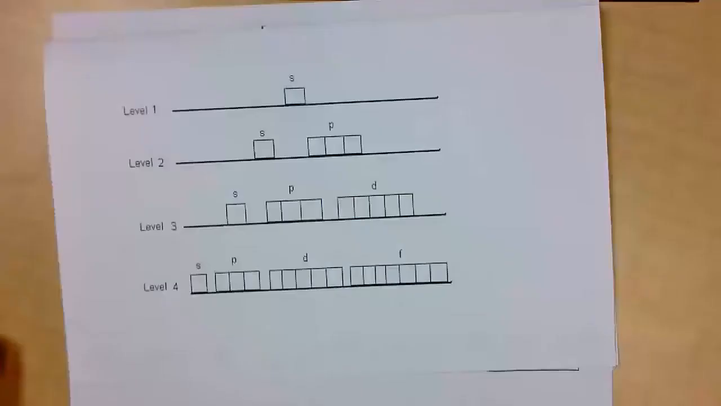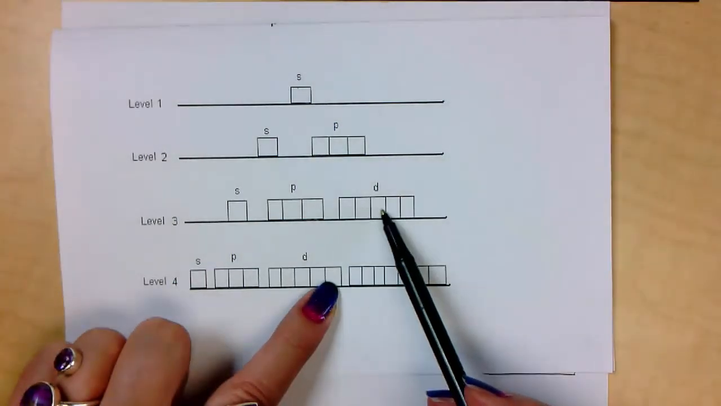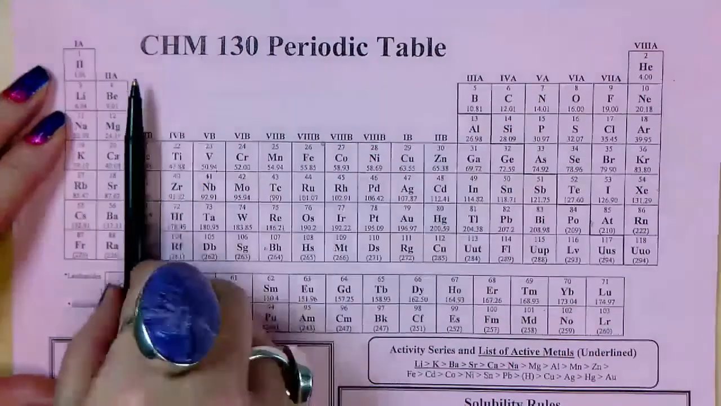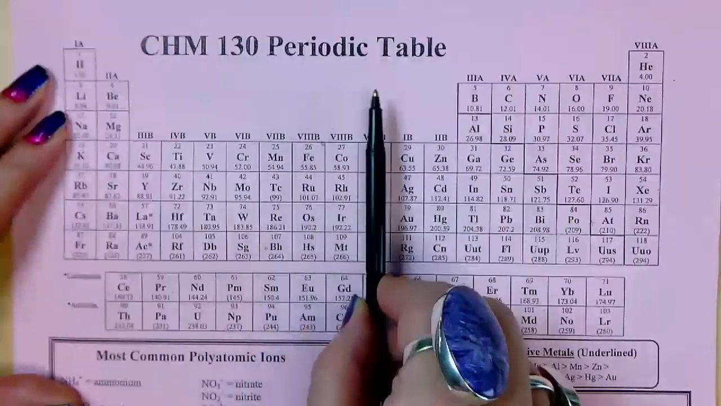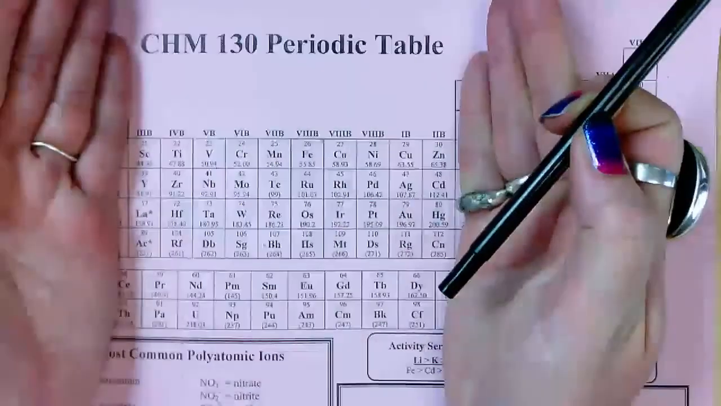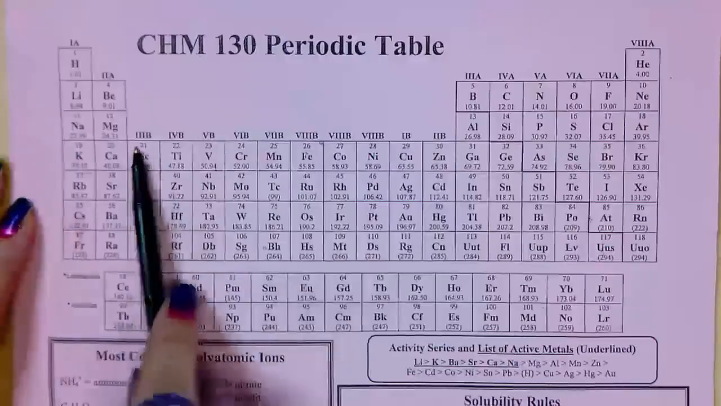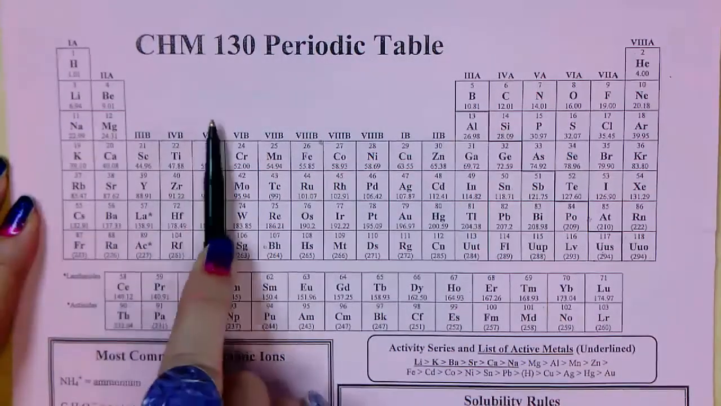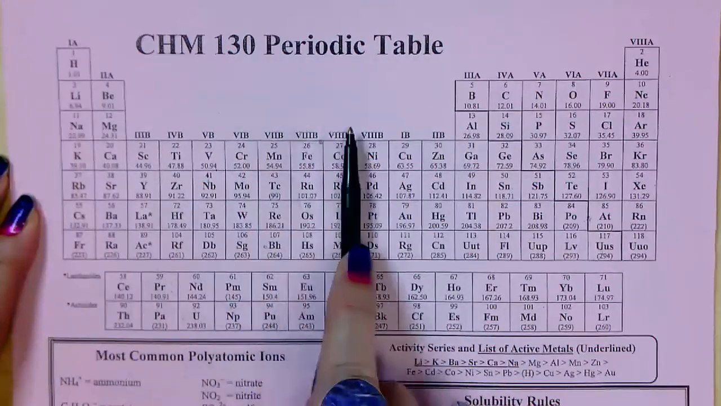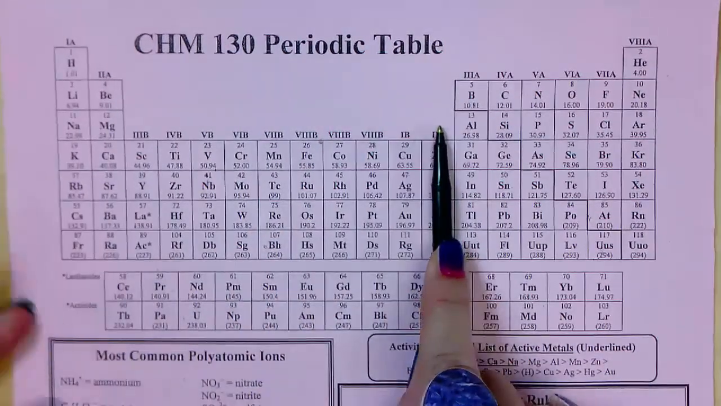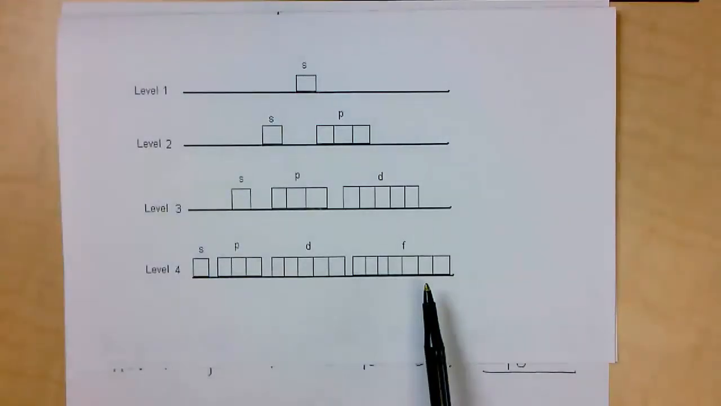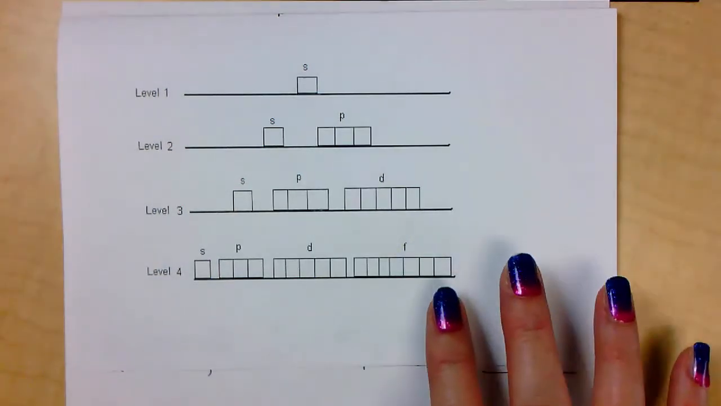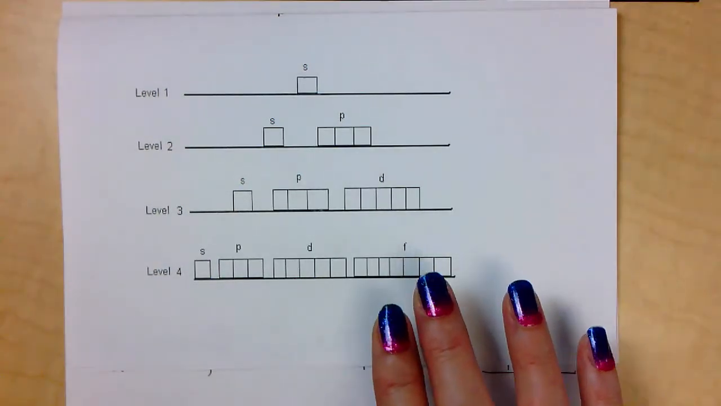What about the D? 2, 4, 6, 8, 10. So 10 electrons fit in a D. And guess what? 1, 2, 3, 4, 5, 6, 7, 8, 9, 10. This is 10 wide. This block is the D block. First electron in a D, second electron in a D, third, fourth, fifth, sixth electron in a D, seventh, eighth, ninth, 10th electron in the D. And then finally F. F is 7 orbitals, 2 electrons in an orbital, makes 14.